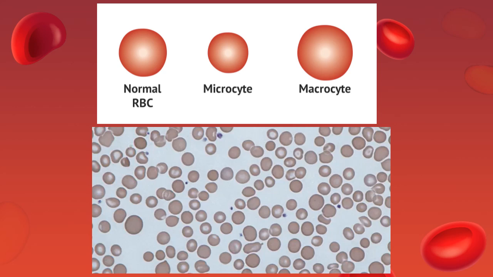So this is an example of a normal cell, a microcyte, and a macrocyte. As you can see, the macrocytes are the large ones, in comparison with the normal RBCs.